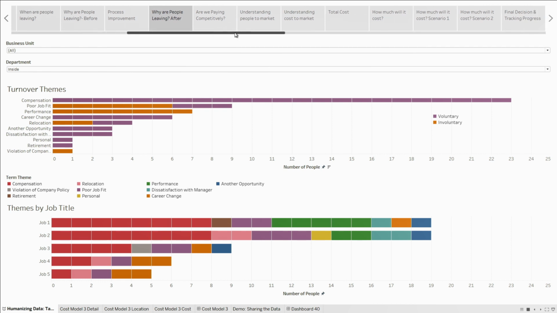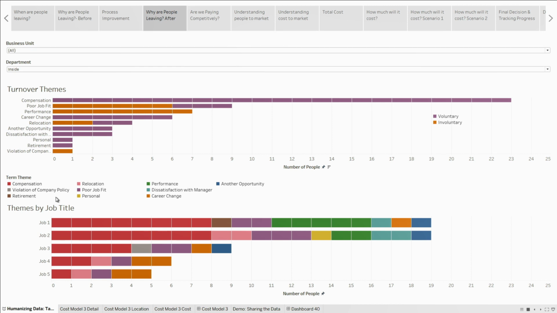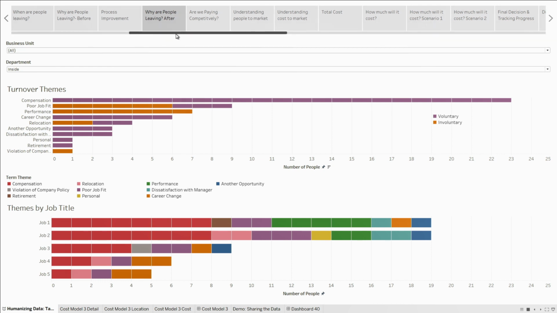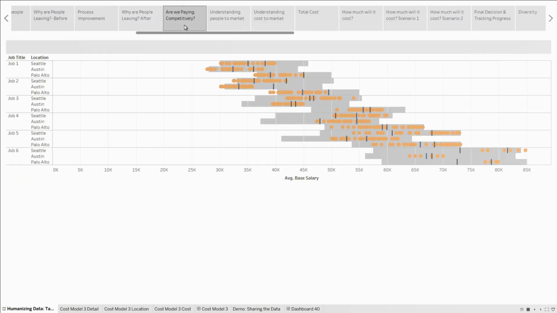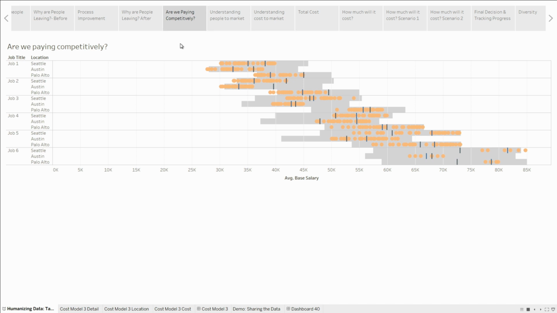So that next question was, well, if it is compensation, and it did appear that it was mostly in these jobs 1 and jobs 2, are we paying competitively? So we pulled our standard compensation dashboard of looking at our people compared to the market. This probably looks familiar to you guys, of which these dots represent individual people compared to the market. And this helped answer that question, but it's also not clear in this view really what's going on from a compensation standpoint.